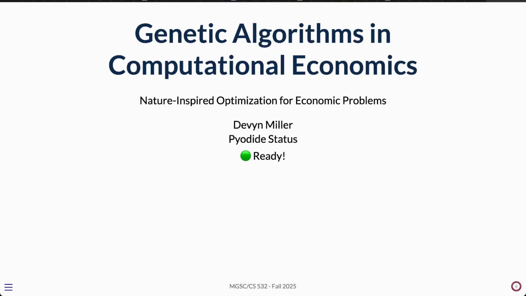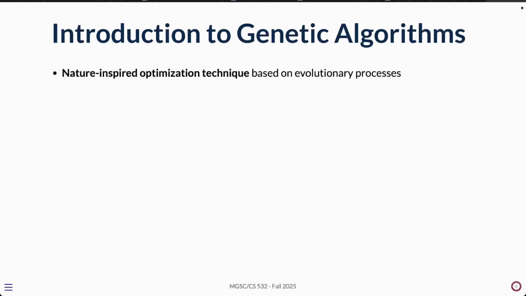Today we're going to be going all the way from basic biological principles that inspire these algorithms to practical implementations in economic modeling. We'll be able to see how concepts such as natural selection, genetic crossover, and mutation can be used to solve problems that traditional optimization methods often struggle with. Let's begin with a fundamental concept.